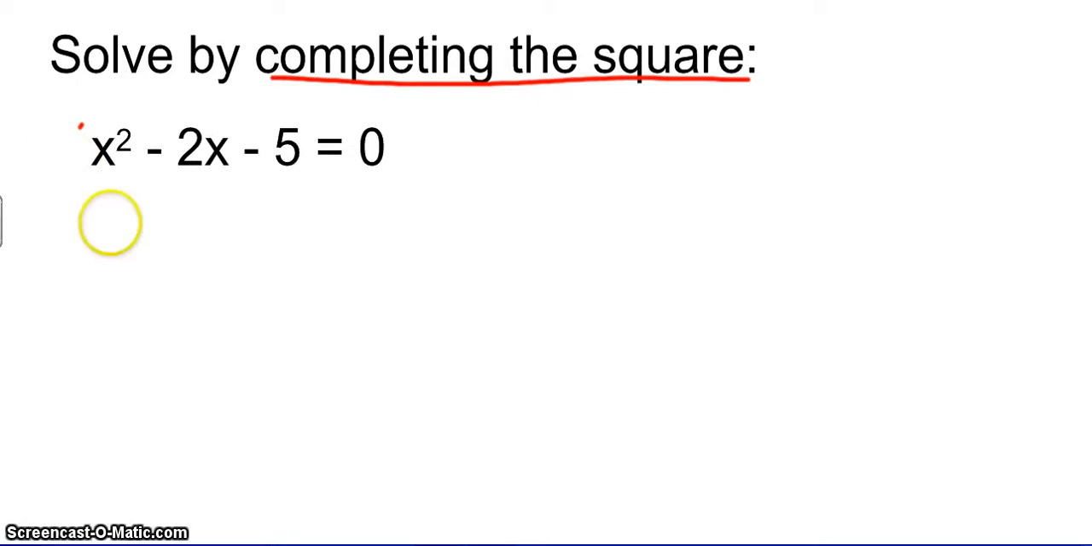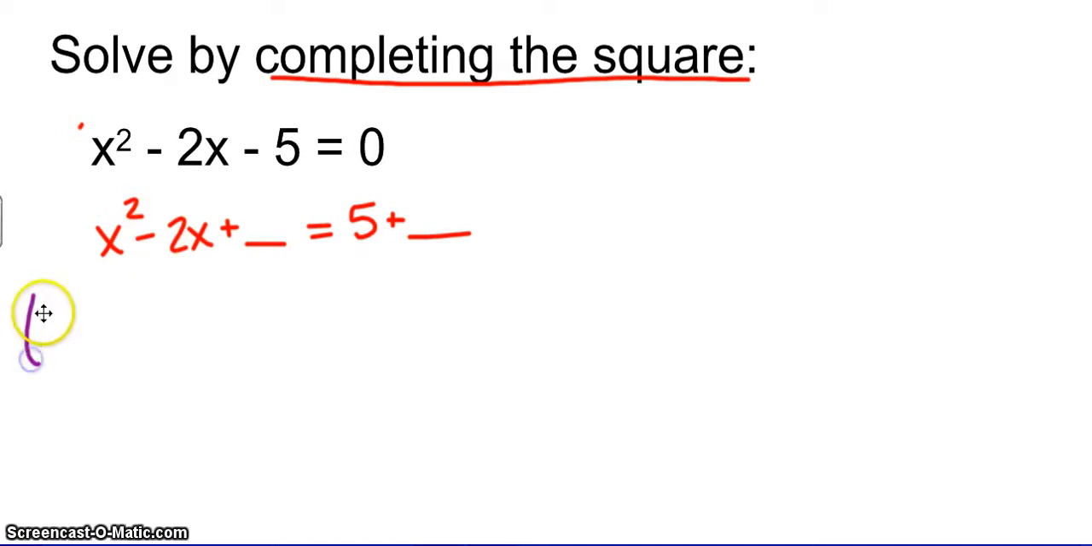Step 2 is to isolate any terms that have x's with them on one side and get your constant to the other. Now, some teachers have students write this in. I think it helps to remember that whatever you add on the left side, you're going to have to add on the right side to keep the equation balanced. So then step 3 says add half of b, or b over 2, and square it. Well, here's b. So b over 2 squared is really negative 1 squared, which is 1. So we're going to add 1 and add 1.